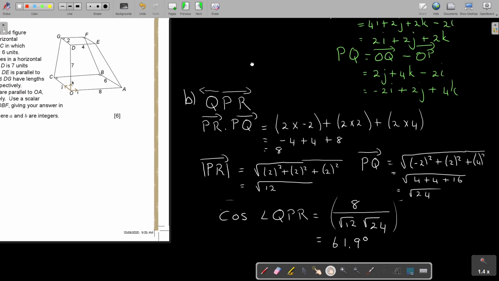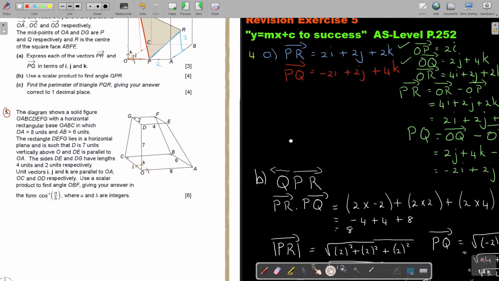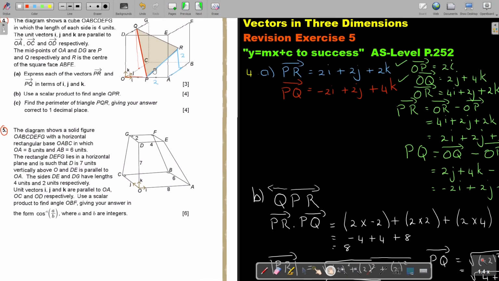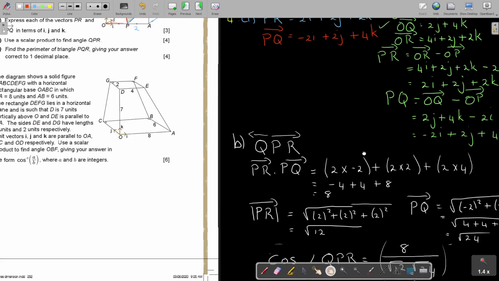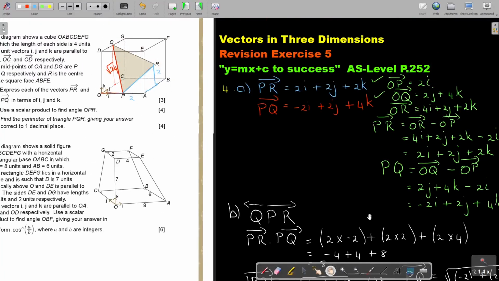Okay, and then number C. Find the perimeter of triangle PQR, giving your answer correct to one decimal place. Now I have that QP is the square root of 24, this red one. I have the blue one. What was the blue one? Can you recall? Square root 12. Let's just check. Square root 12. So I just must still find this one.